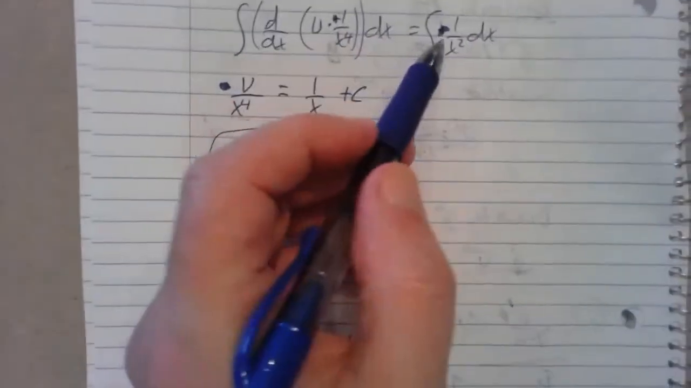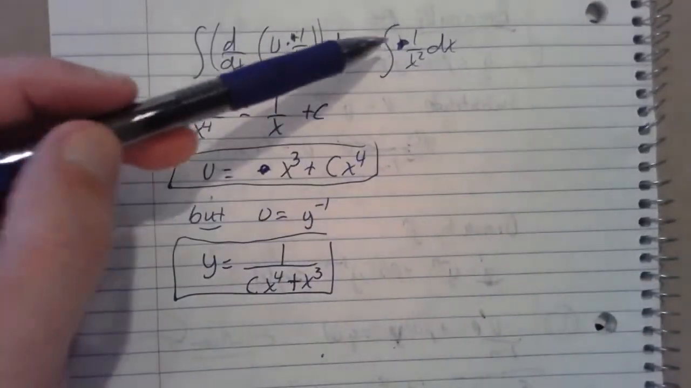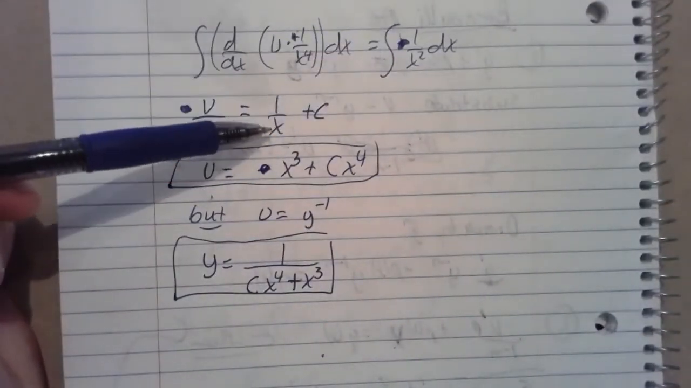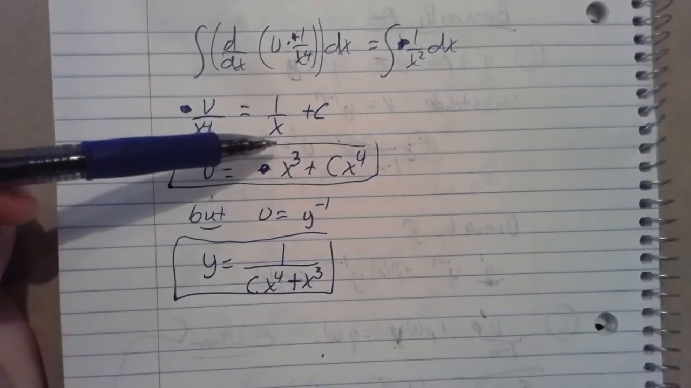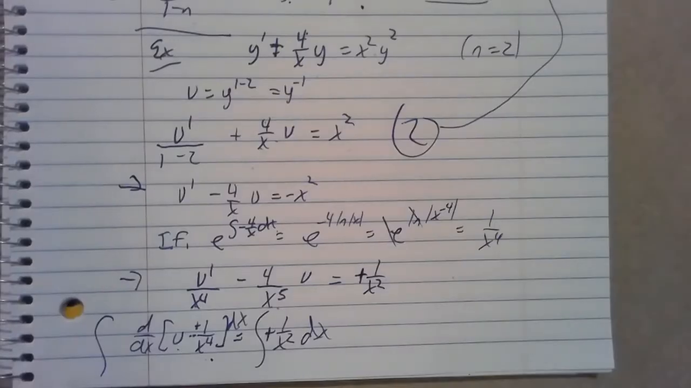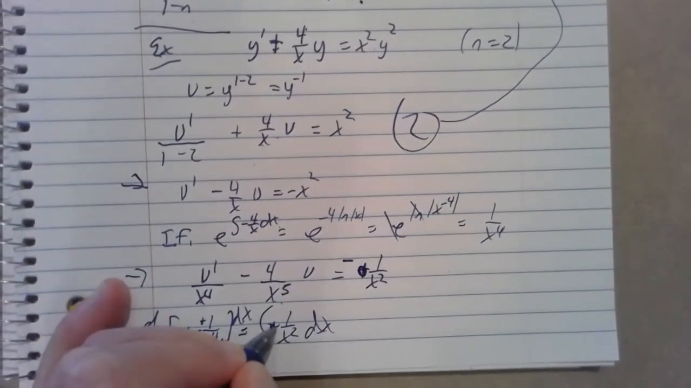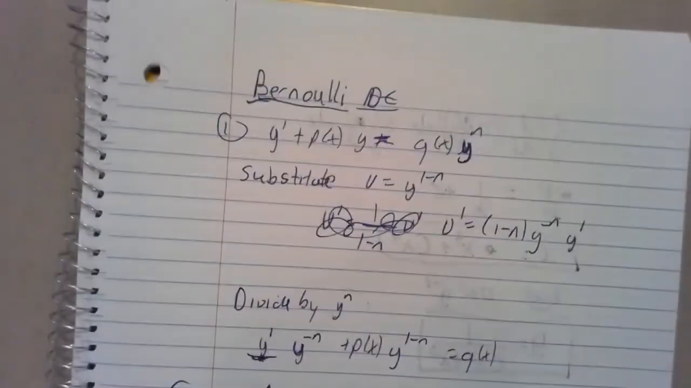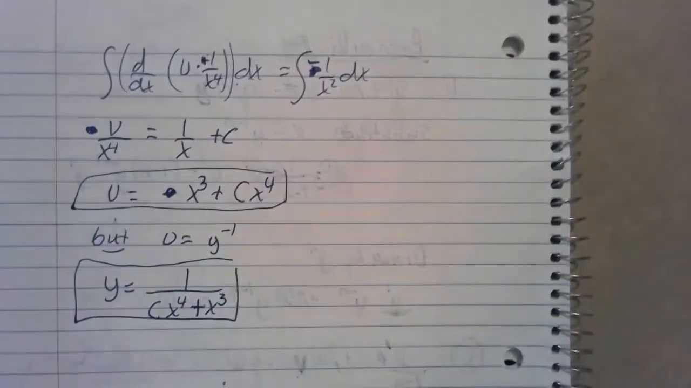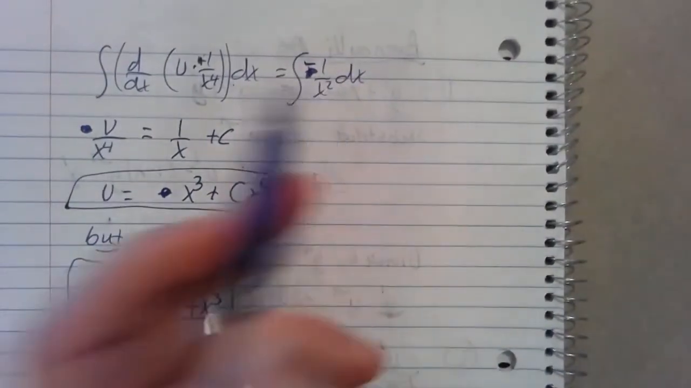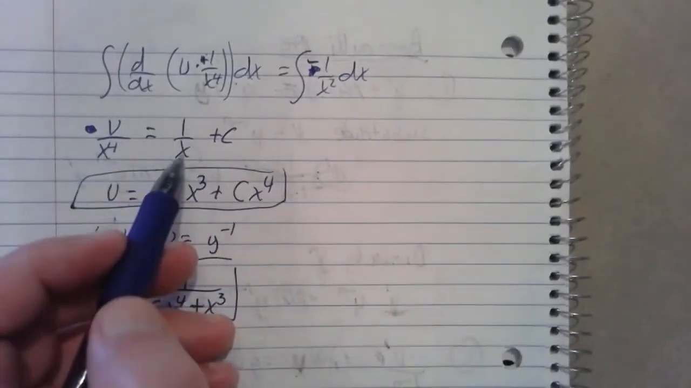Antiderivative of 1 over x squared, negative 1 over x squared. Or no, it was positive, wasn't it? Antiderivative of 1 over x squared would be 1 over x. No, this should be negative. That was a typo right there. This is negative. So there is a negative here. But that's okay. The antiderivative of negative 1 over x squared is 1 over x.